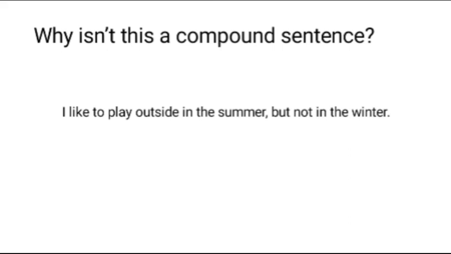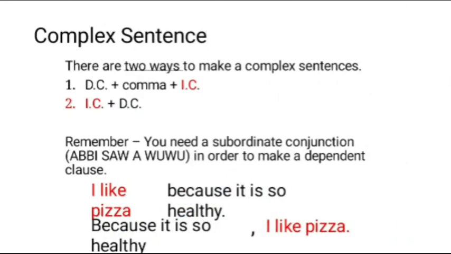I like to play outside in summer but not in the winter. Here the first one is the independent clause or principal clause, and "but not in the winter" is the subordinate clause or dependent clause. So it's not compound, instead a complex sentence. Complex: there are 2 ways to make complex sentences: DC plus comma plus IC, or IC plus DC. DC means dependent clause, IC means independent clause.